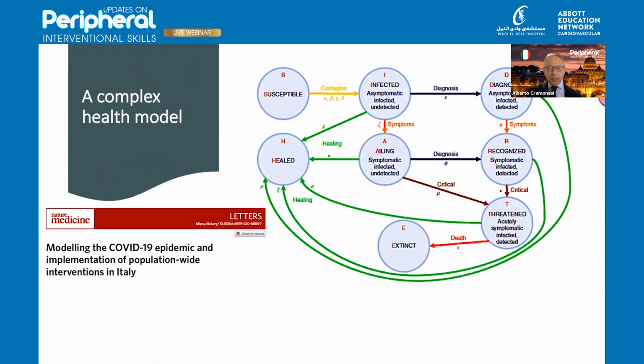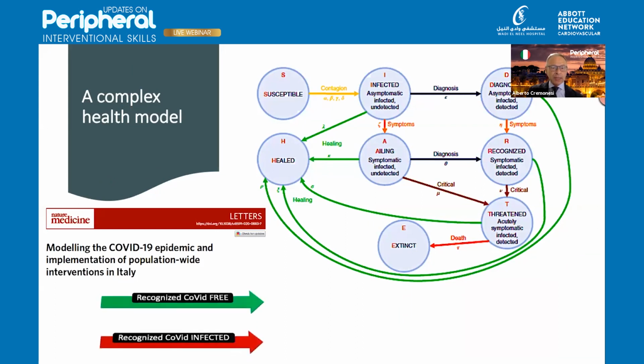Where we are now, I told you that in the last 2 weeks we had a partial resolution of the infection. And now we are in the phase that, fortunately, we have 2 tracks in our big hospital. One is for recognized COVID-free patients, and the other track, parallel but completely different, in a completely different building, is for recognized COVID-infected patients.